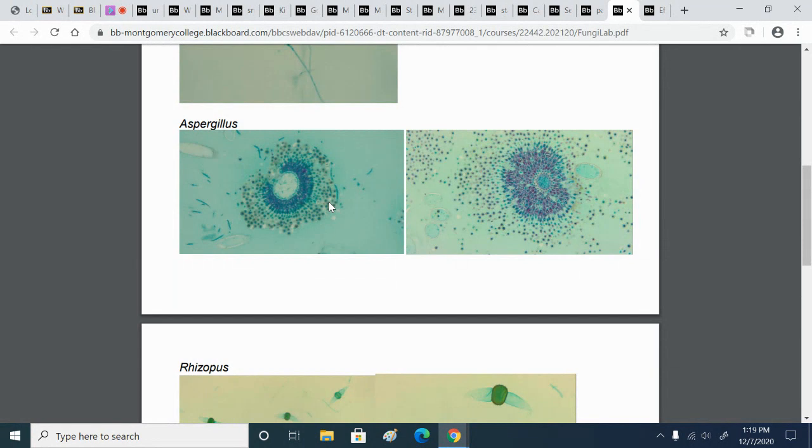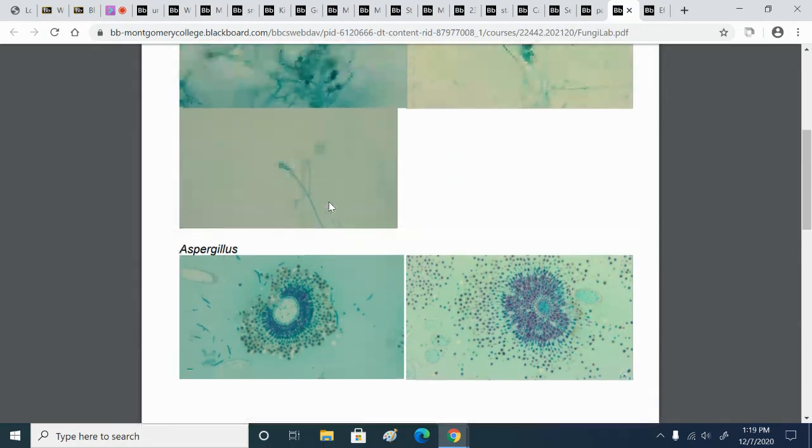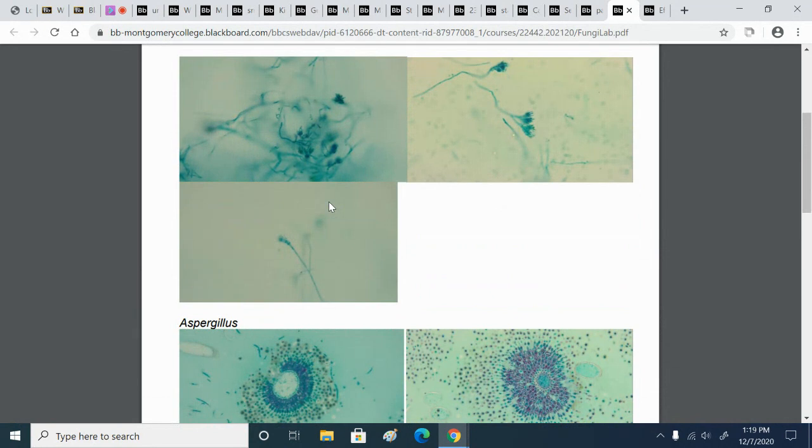Nobody remembers why Aspergillus can be bad? Because they produce aflatoxins, which are carcinogenic. I know everyone can tell me what's good about penicillium. It makes penicillin. Yep, it makes penicillin.